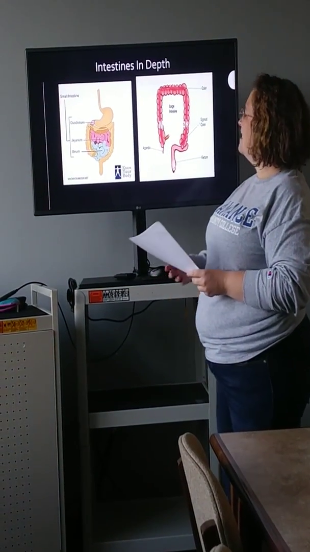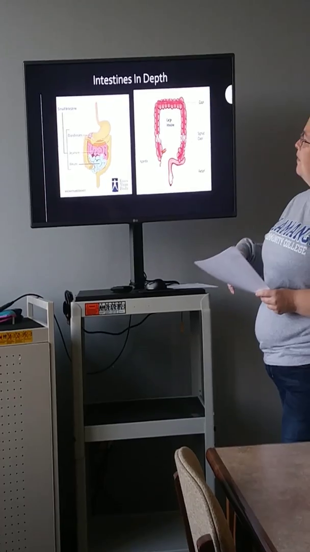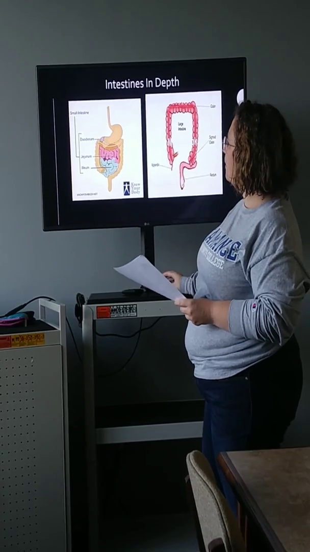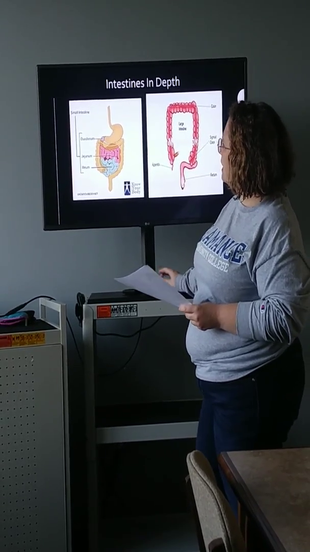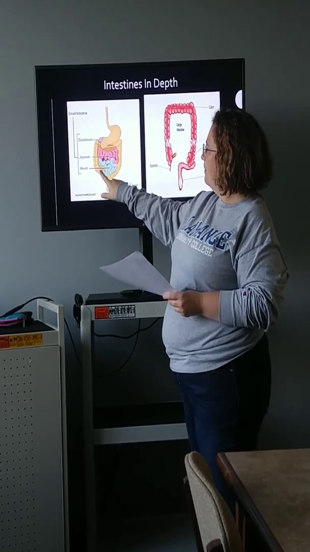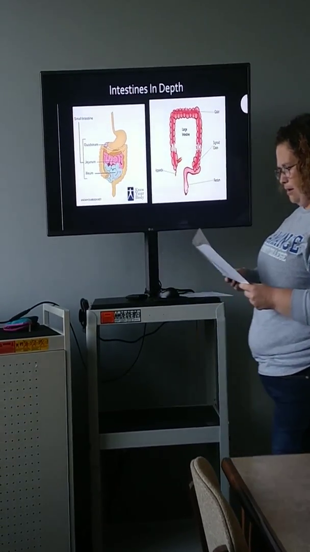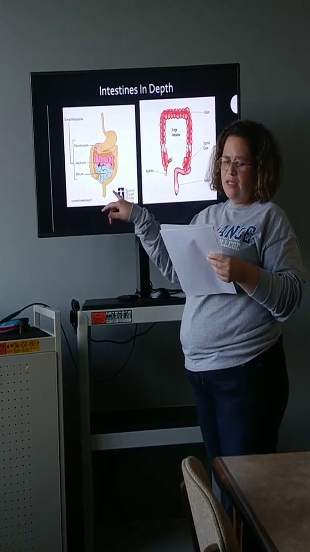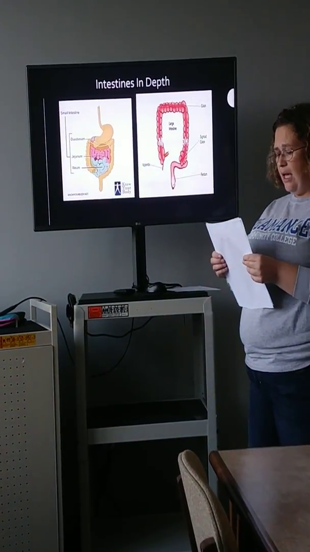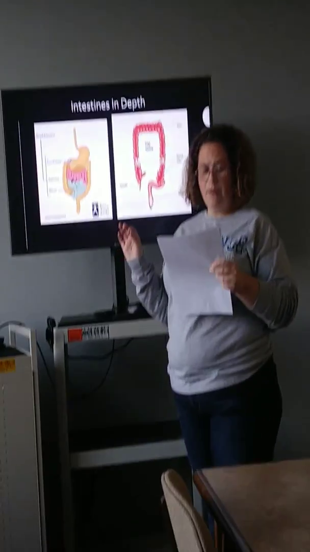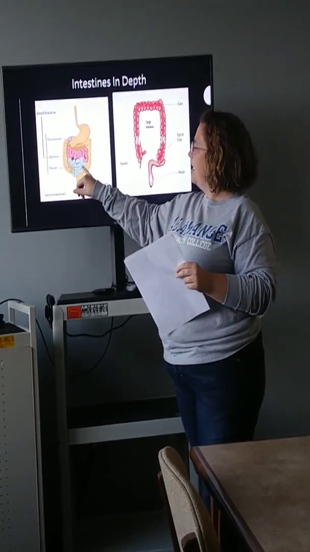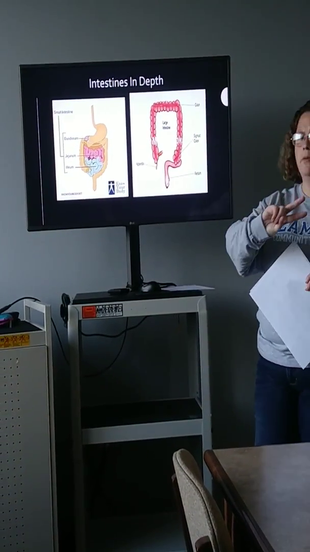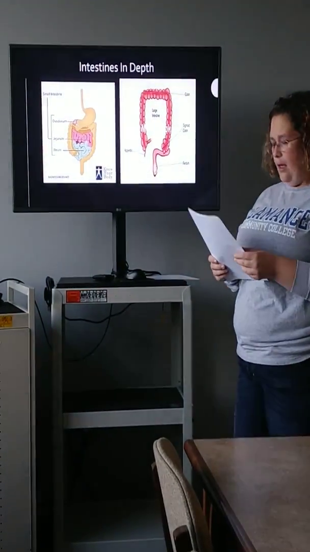Intestines in depth. I have a picture of the small intestines and also the large intestines. In the small intestine, you see the duodenum, the jejunum, and the ileum. The duodenum is an 8-foot section, part of the small intestines, and the ileum is a 12-foot absorbent section where all your nutrition is done. Both of these parts are part of the small intestines. Then you have your large intestines.